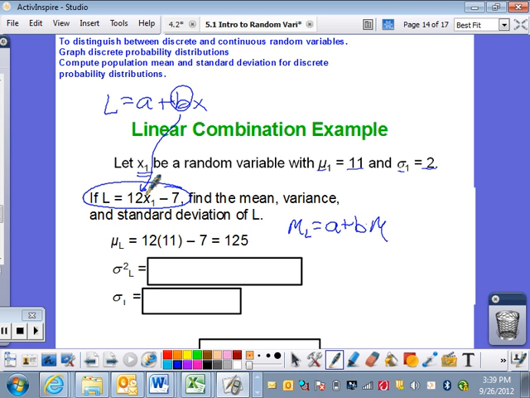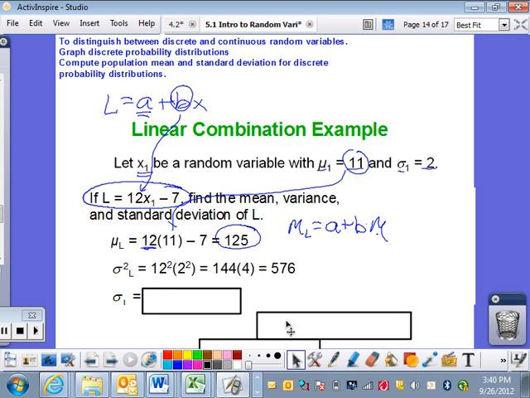Your A value is like your y-intercept, if you want to think about it that way. And then to calculate your mean, you have your A value, your B value, and your mu. Well, the mu is 11. So all I did is I take my line and I plug my mean in. And you just calculate it. 12 times 11 minus 7 is 125. So the mean of this is 125. It's just a matter of finding your formula and dumping it in.